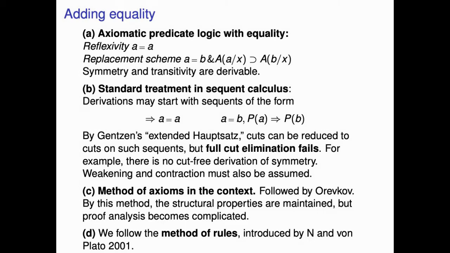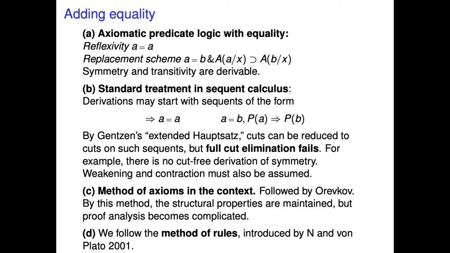How do we add equality to a sequent calculus to maintain the good properties of the G3 systems? Sequent calculus with equality is axiomatically given by adding reflexivity and the replacement scheme. If we add reflexivity and replacement, we also get symmetry and transitivity of equality. In sequent calculus, the standard treatment consists in adding initial sequents for reflexivity and replacement.